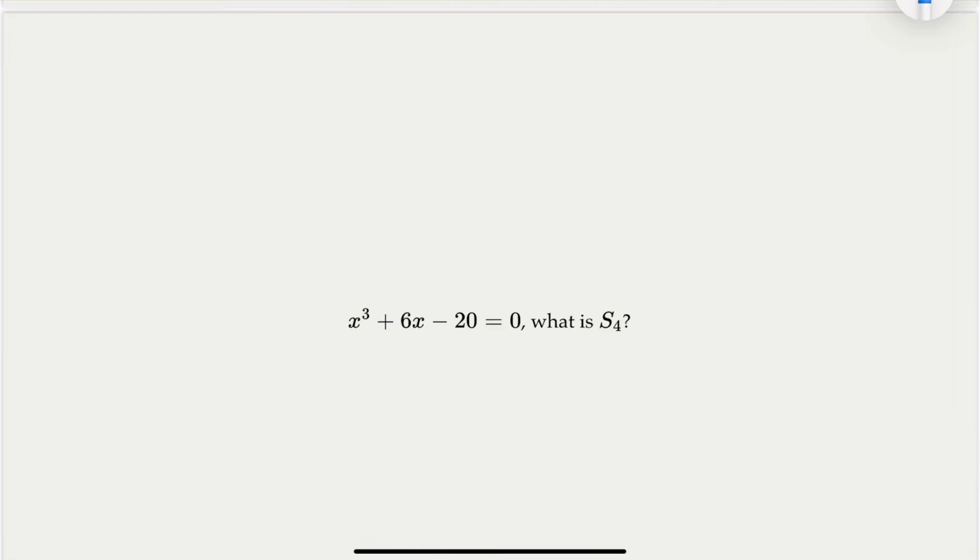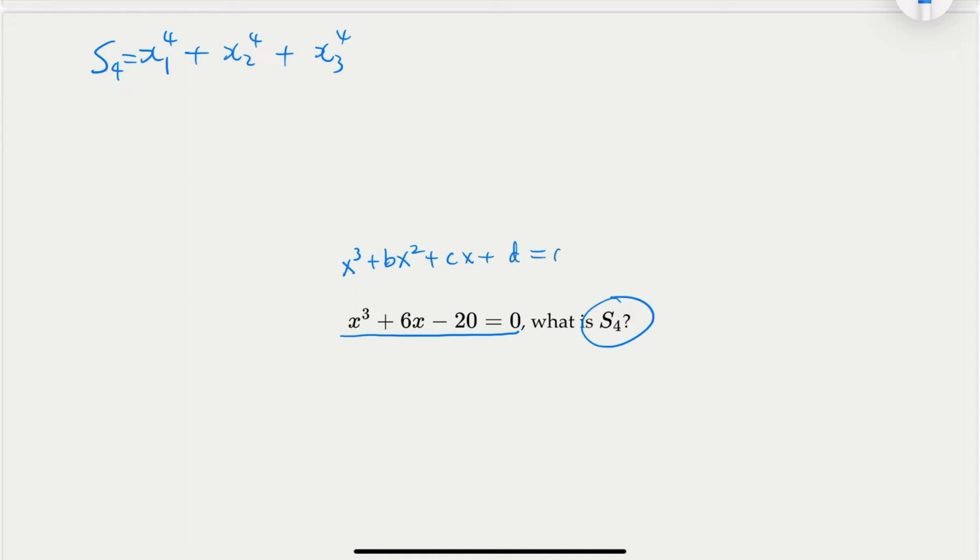For this cubic equation, there are 3 roots. So what is S4? If the 3 roots are x1, x2, x3, we try to find the sum of their fourth powers. What is S4? We can just plug into the equation. But notice what a, b, c, d are here. The x to the third plus bx squared plus cx plus d is the generic equation.